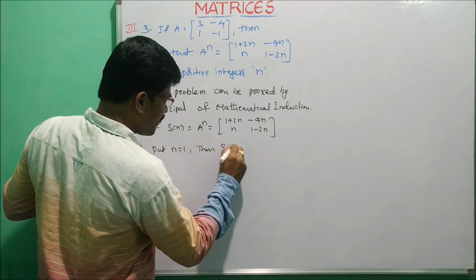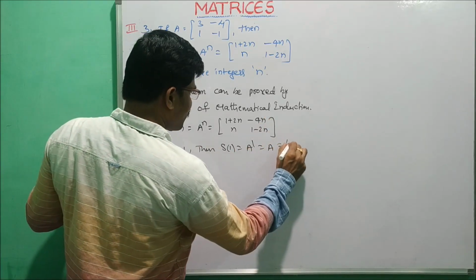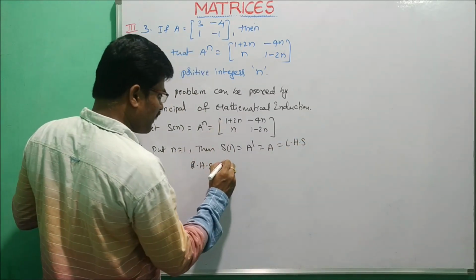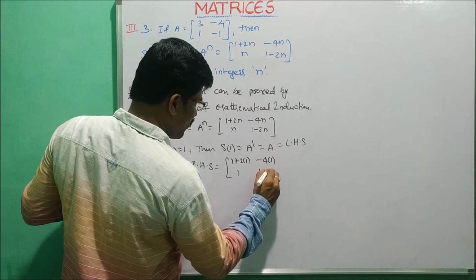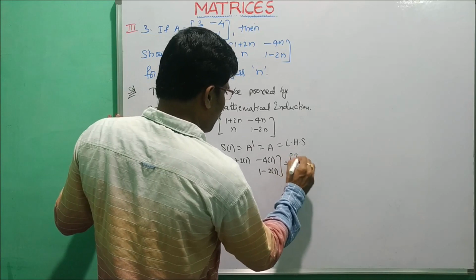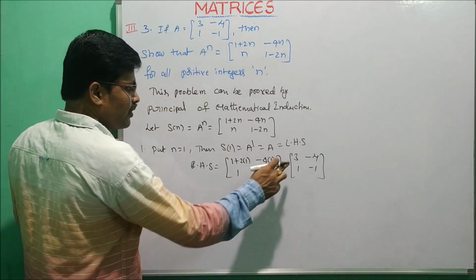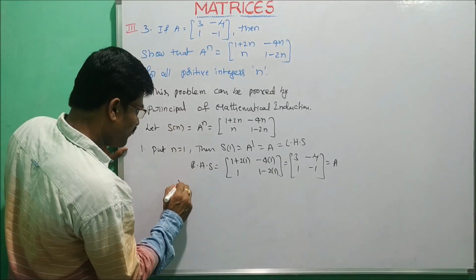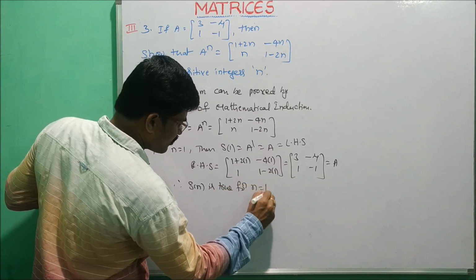Then S of 1 equals A power 1, that is always equal to A. Now here this is LHS. In RHS, substitute n equals 1 in that matrix, that is 1 plus 2 into 1, minus 4 into 1, 1, 1 minus 2 into 1. Clearly 1 plus 2 into 1 means 3. This is minus 4, this is 1, this is minus 1. So 3, minus 4, 1, minus 1, which is equal to the matrix A already given. Therefore S of n is true for n equals 1.